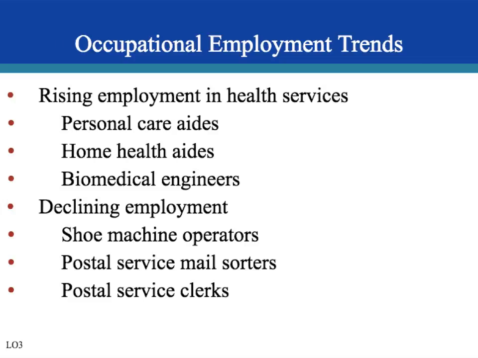So the top three fastest growing U.S. occupations are personal care aides, home health aides, and also biomedical engineers. The baby boomer population is aging and they are retiring, and so now they are needing more healthcare assistance. And some of the fastest declining U.S. occupations are shoe machine operators, postal service mail sorters, and postal service clerks, and that is because a lot of automation has replaced these jobs. Now machines are doing the jobs that these postal workers used to do.